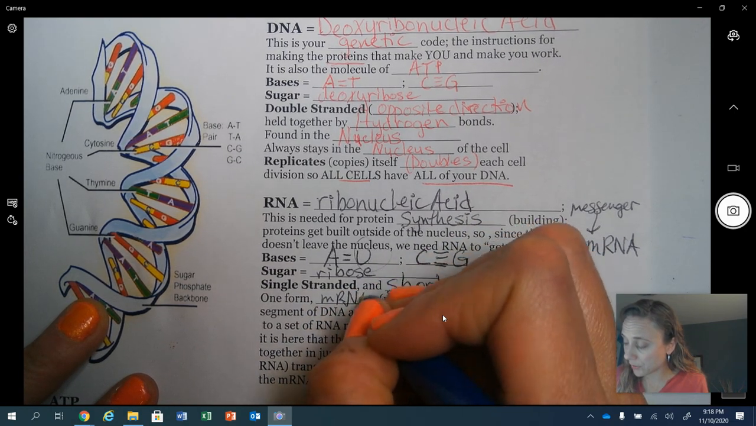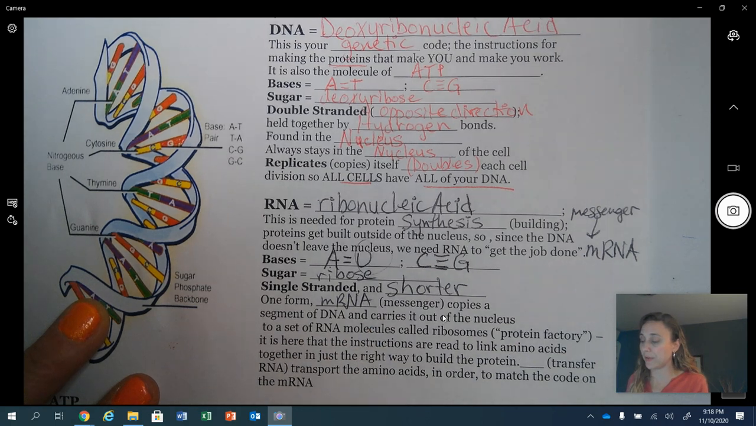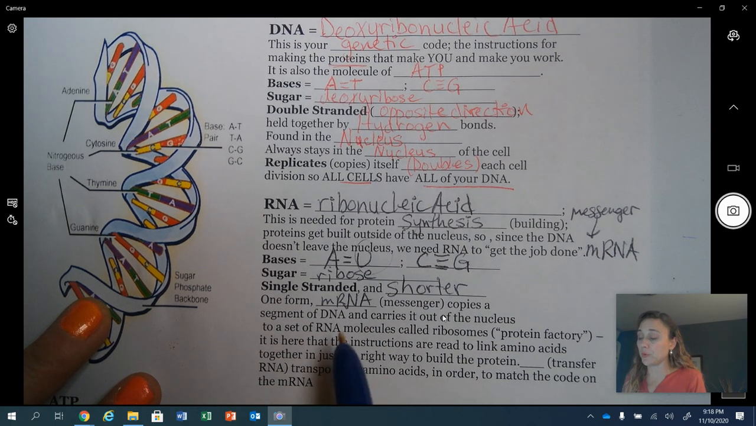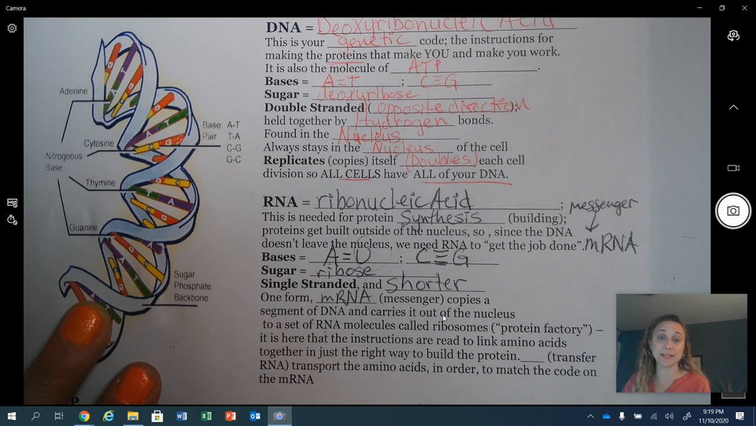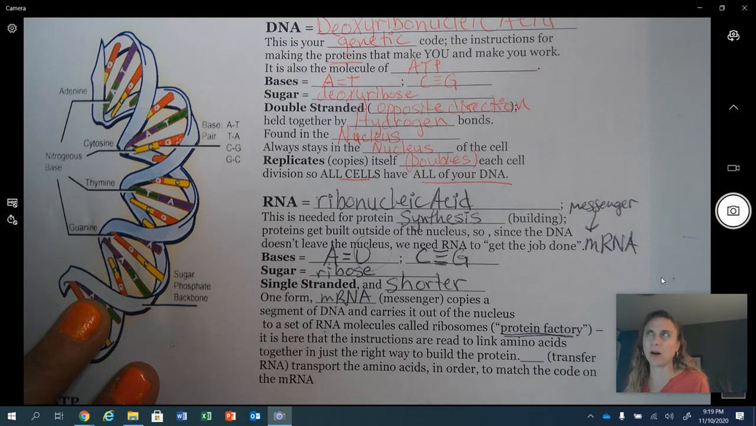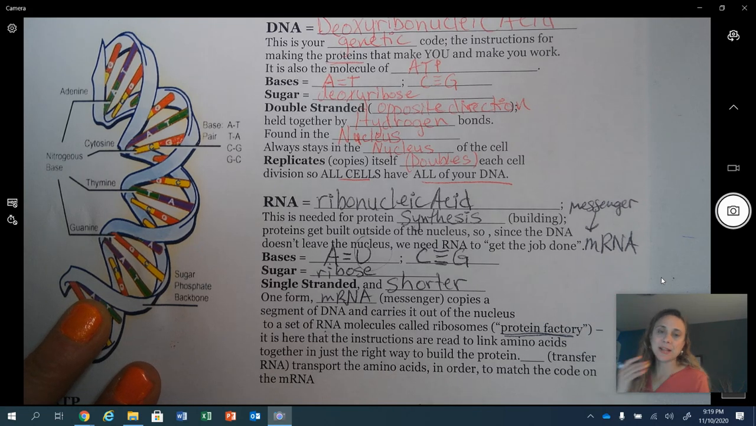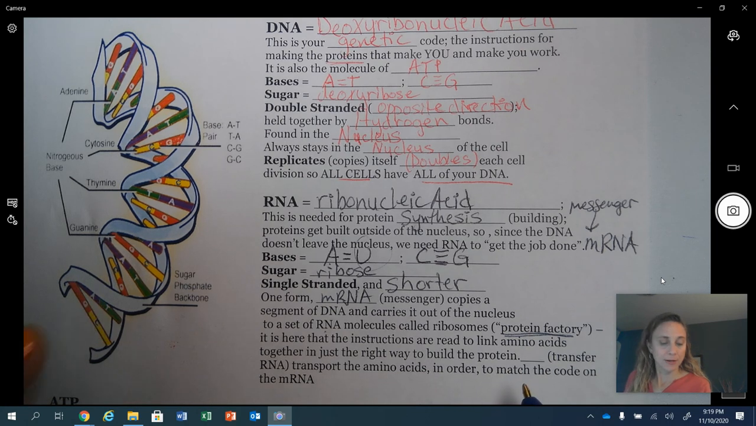So the mRNA, there it is. Messenger RNA copies the segment of the DNA, carries it out of the nucleus, and carries it to a set of RNA molecules. Now, this is functional RNA that actually acts as an enzyme, which it can. RNA can act as an enzyme. We call them ribosomes, by the way. Maybe you learned about it when you were learning about cells. They're basically protein factories. They could be on the rough endoplasmic reticulum, or they could be in the cytosol. It's here that instructions are read to link the amino acids together in just the right way to build a protein.